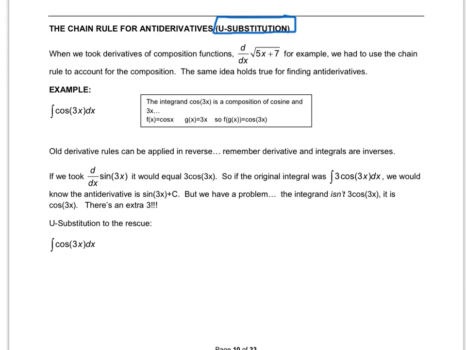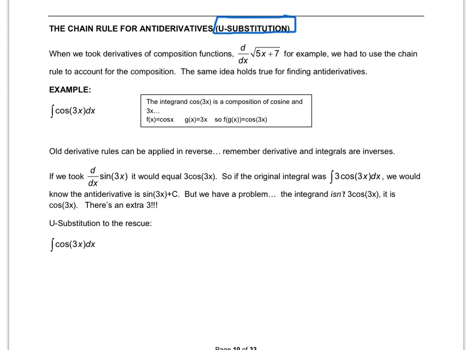For example, if you take a look at the square root of 5x plus 7, that's a composition. You are taking 5x plus 7 as a function and you are raising that to a 1/2 power. So the same idea holds true when you're finding antiderivatives. If you can't apply one of our antiderivative rules, you can try something called U substitution. Our old derivative rules can be applied in reverse, and as long as you remember that derivatives and integrals are inverses of one another, a lot of students can puzzle these out.